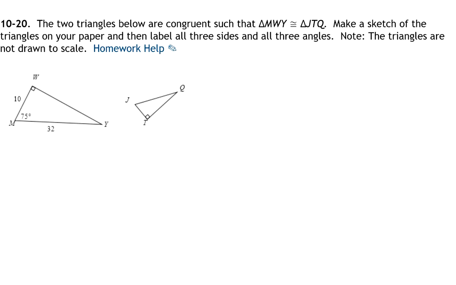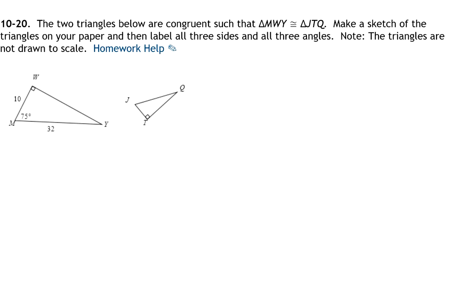So the two triangles below are congruent such that triangle MWY is congruent to triangle JTQ. Make a sketch of the triangles on your paper and then label all three sides and all three angles. It does just say label them, but I'm going to take it to mean that they want us to compute all three sides and all three angles. Note that the triangles are not drawn to scale.